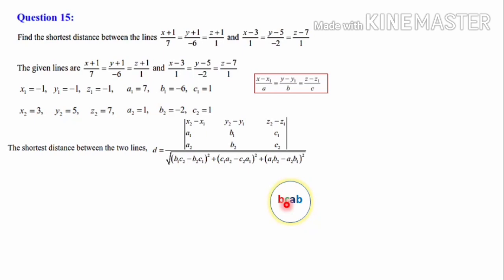Next two alphabets, CA. I am writing CA minus CA. Next I am taking the last two, that is AB, so AB minus AB. Once again, first BC I have taken. I wrote here BC minus BC. Next CA I have taken. I have written here CA minus CA. Next AB I have taken. I have written AB minus AB.